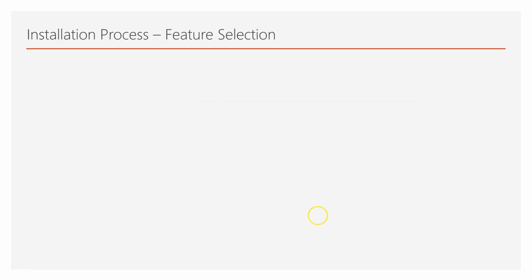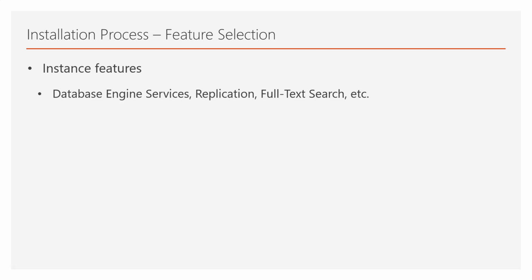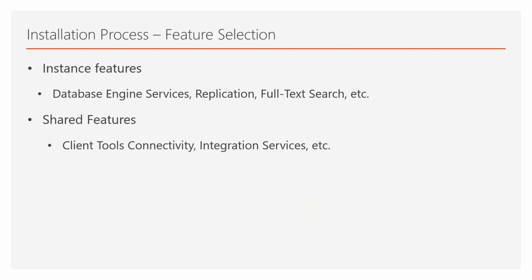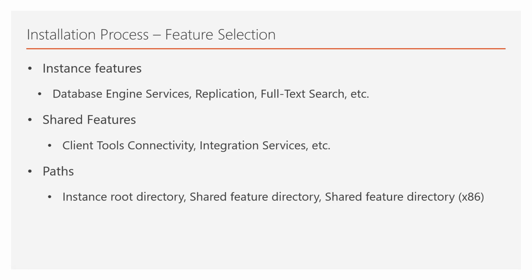Now, regarding the installation process, first you are presented with the feature selection. So first you need to select the features for your instance. So here you can select database engine services, replication, full text search, and so on. Also, you are presented with shared features options, for example, client tools connectivity, integration services, etc. Last, you need to configure the paths, and these paths are about your instance root directory, shared feature directory, and shared feature directory 32 bits.